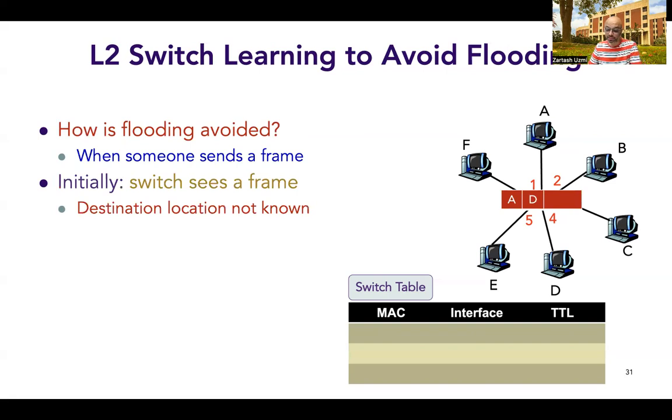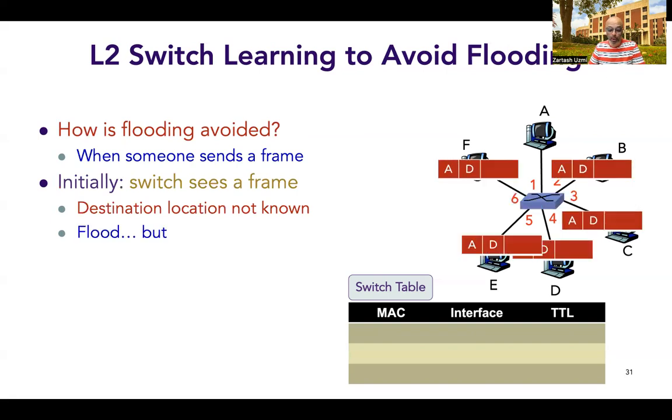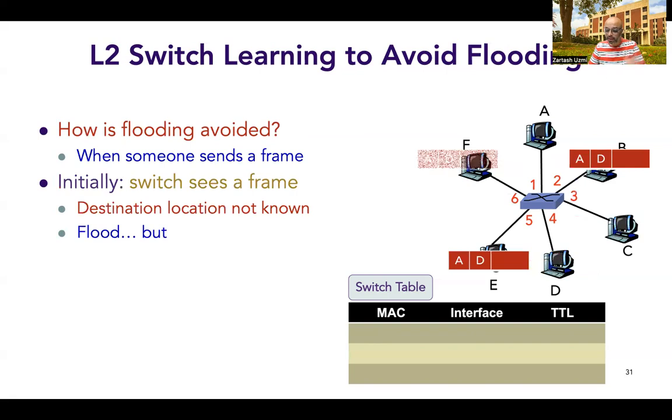It doesn't know where D is. The switch table is empty. What it needs to do is just broadcast that. It will flood the frame on all the outgoing interfaces without knowing D. That's the best thing it can do without knowing the location of D.